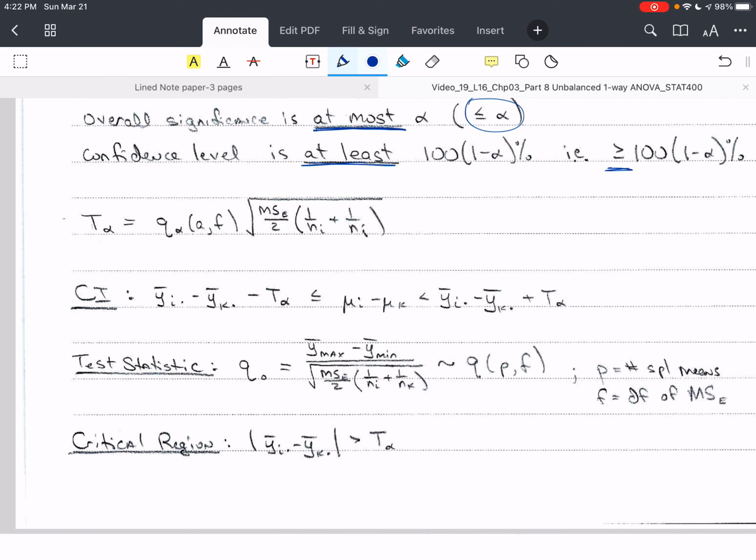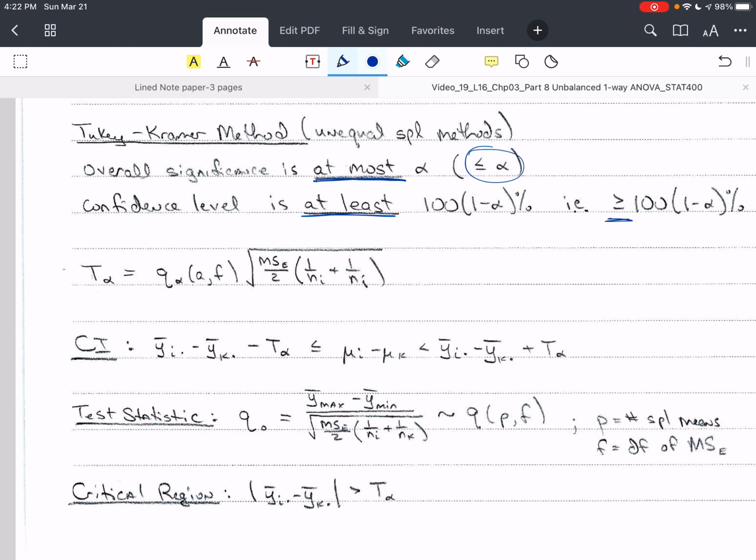And Tukey's gives us this statistic, which is the critical value times the standard error. And again, now instead of MSE over n, we have to have MSE divided by 2 times 1 over n i plus 1 over n j, where j is different than i. Or actually, I should have a k here, because I have the k notation down here.